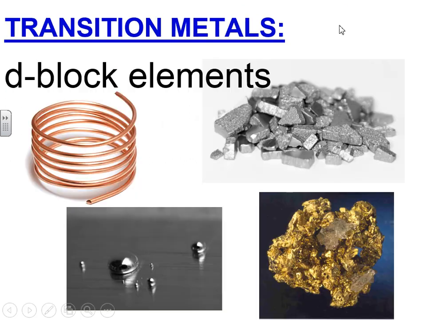The transition elements are actually the D block elements, so that would be in the middle of the periodic table. These are the D block elements. Now, most of these are metals. Actually, all of them are metals. And most of them look like this.